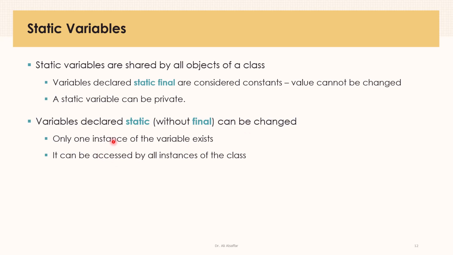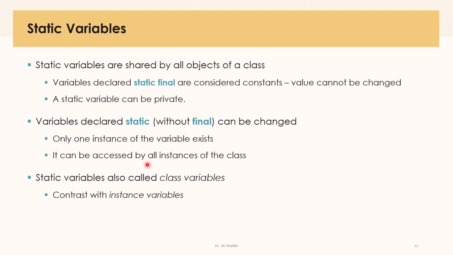Now, when a variable is static and you have created many objects from this class, then there will be only one instance of this variable that is shared by all of these objects. And it can also be accessed by all of them because it is shared by all of them. These static variables are also called class variables. And don't get confused with the instance variables. As I said before, the instance variables exist only when you create an object. However, a static variable is always there, even if you created an object from this class or if you did not create an object from this class.